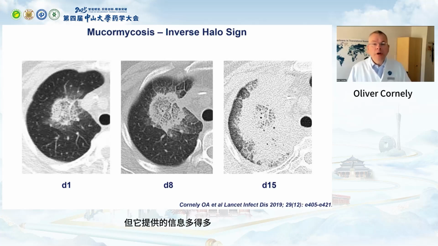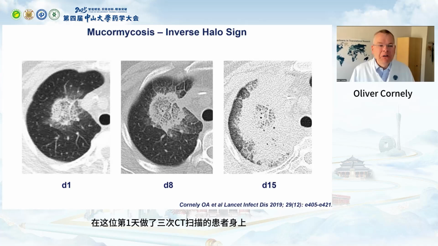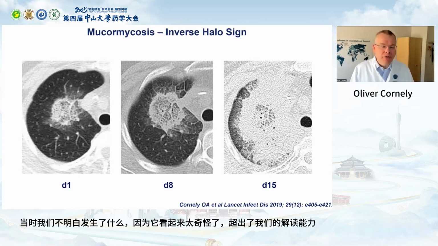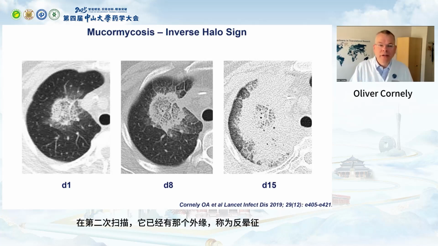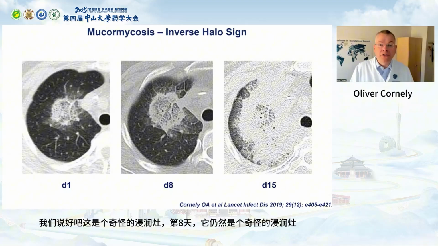So in this patient with 3 CT scans, on day 1, we didn't understand what was happening because that looks funny and it was beyond interpretation for us back then. Then the second panel already has that outer rim, which is called the inverse halo sign, but it's very discrete. It's not massive. So we still didn't understand. We said, okay, it's a funny infiltrate. And on day 8, it's still a funny infiltrate. It's a little bit bigger.